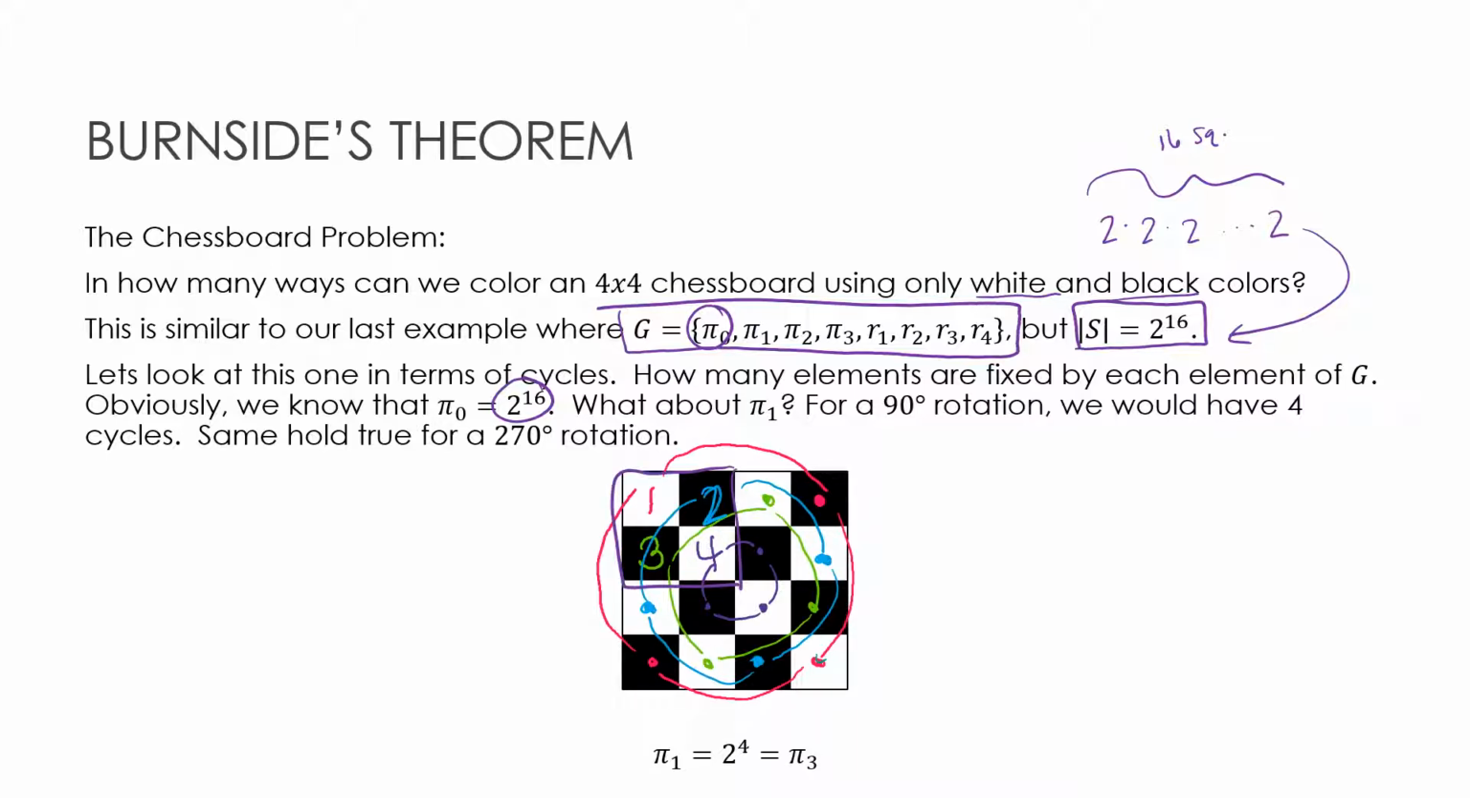So I've got essentially the 4 in the top left corner that I can make whatever I want. And then from there, everything else is already set based on what I set for 1, 2, 3, and 4. So that would be 2 to the 4th, and that's for 90 degrees, and it would be the same for 270 degrees. So pi 1 is 2 to the 4th, and pi 3 is 2 to the 4th. And remember, I didn't write that down here, but pi 0 was 2 to the 16th. So that's what I have so far. The only rotation I haven't looked at yet is pi 2, which is of course 180 degrees.